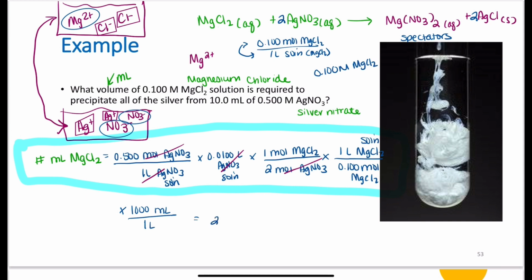But this will give you 25.0. I have 3 sig figs. 3 here, 3 here, 3 here. So 3 sig figs, 25.0 mils of 0.100 molar MgCl2 will be required to precipitate out all of my silver nitrate as silver chloride.